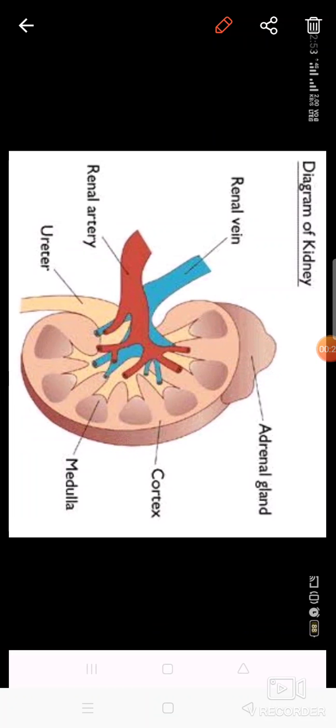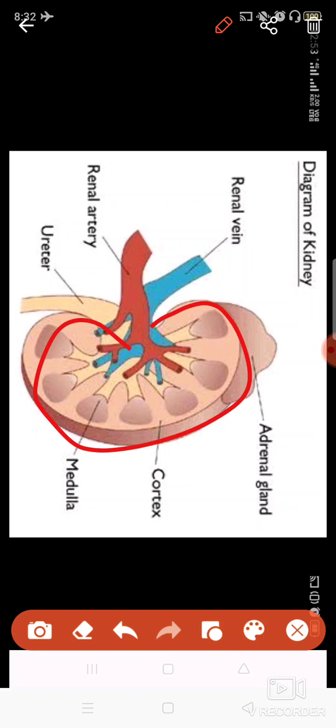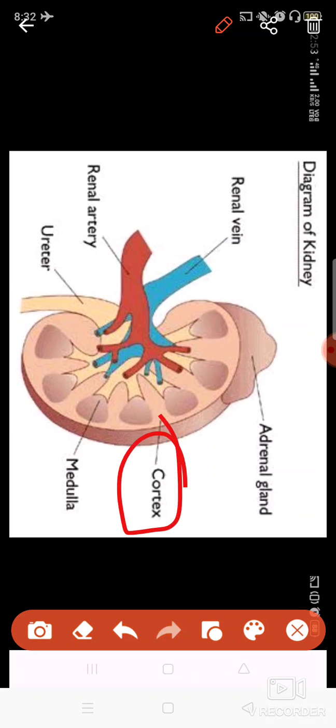Now, let us discuss the structure of the kidney. This one is important. Sometimes this structure comes in your examination. Your kidney is basically a bean shaped structure. You can see a kidney bean like structure, and it is composed of two parts, the cortex, which is the outer part, and the medulla, which is the inner part of the kidneys.